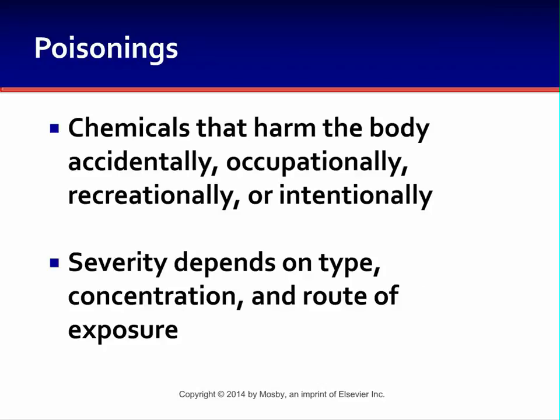Poisonings are chemicals that harm the body accidentally, occupationally, recreationally, or intentionally. The severity depends on the type, concentration, and route of exposure. More than 5 million cases of human poisonings happen every year in the United States. Natural or manufactured toxins can be ingested, inhaled, injected, splashed in the eye, or absorbed through the skin. Table 69-11 presents common poisons.